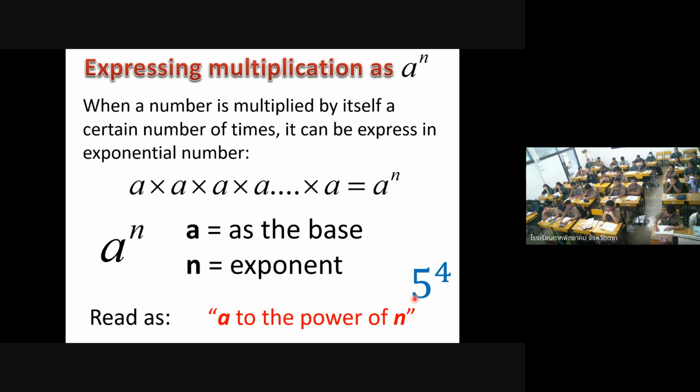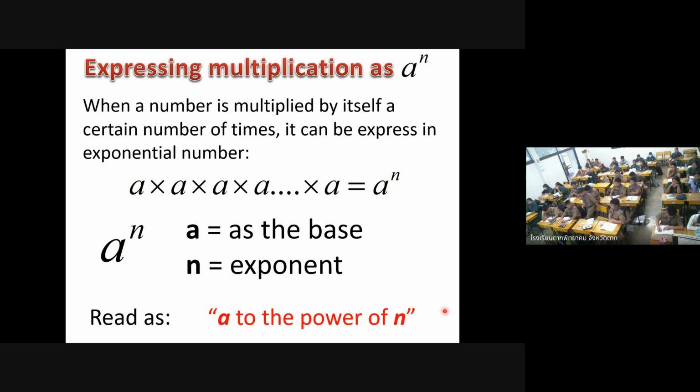How about this one? What number is this? How do you read this? 5 to the power of 4. Which one is the base? And the exponent? 4. Okay. Again, this is the exponential number.